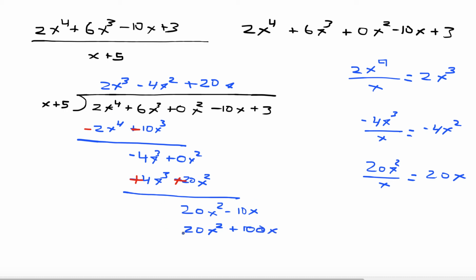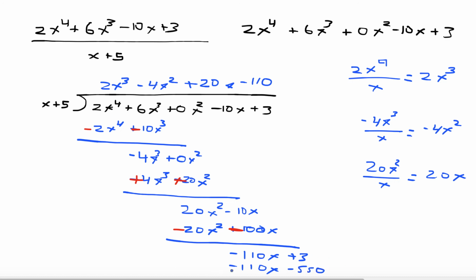As usual, we subtract these, which means this positive should change to a negative, and this positive should also change to a negative. So what does that leave us with? Negative 10 minus 100, which is negative 110x. There's still one last term to bring down, the plus 3. So we can see here that the last term in our quotient should be negative 110, so we get minus 110x. And negative 110 times 5 gives us negative 550.